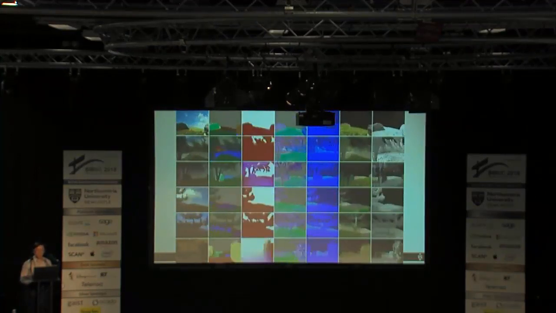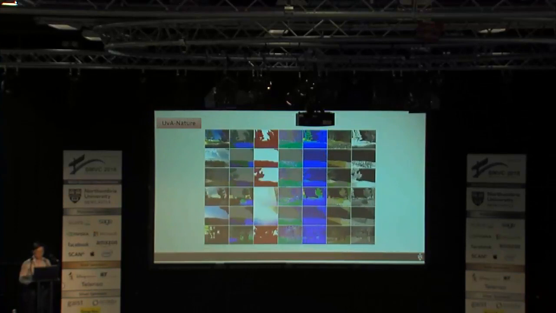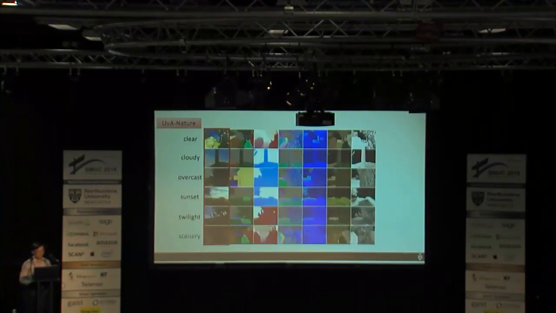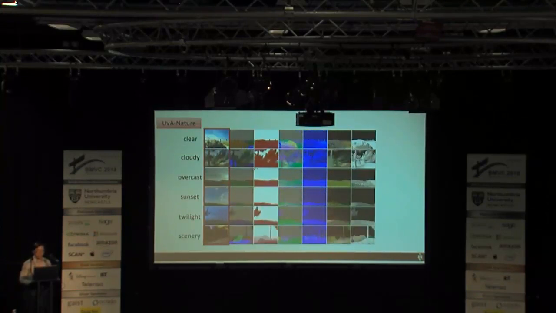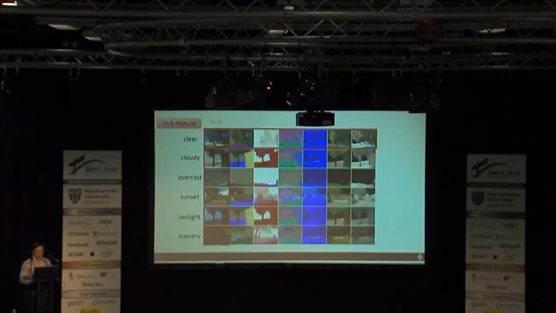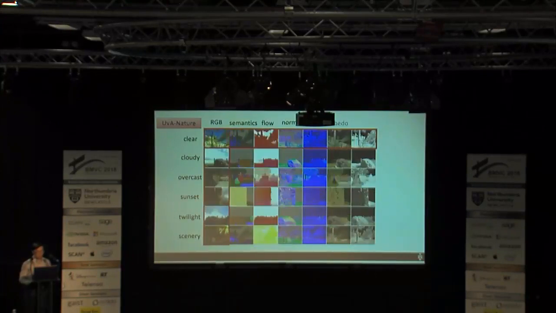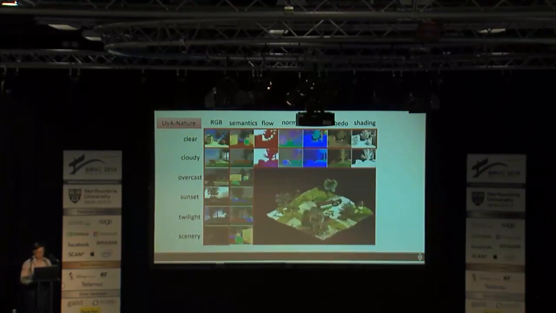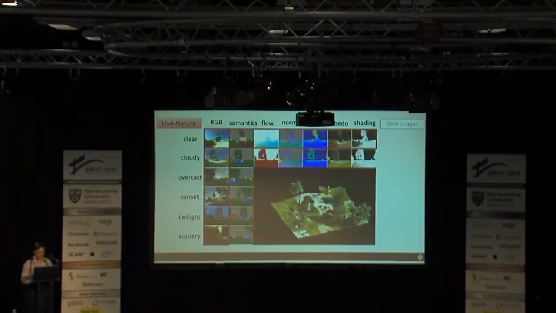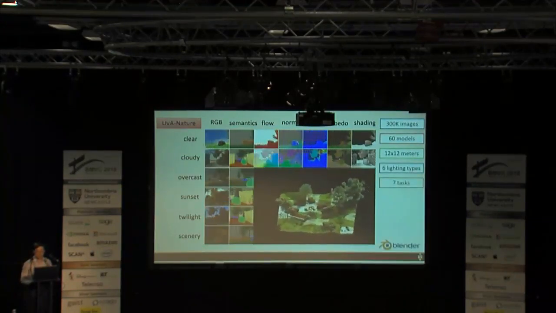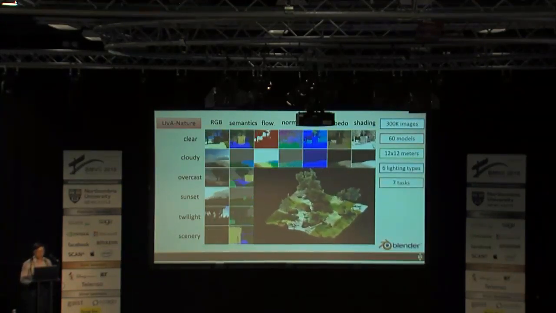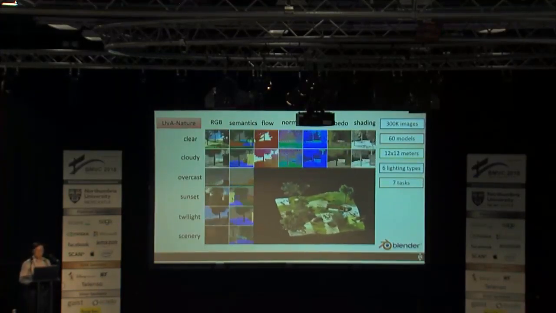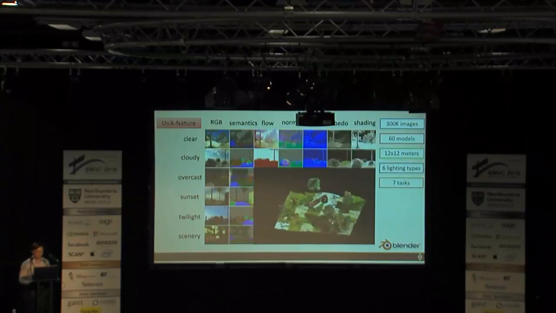We present to you the UvA Nature dataset. The dataset features nature scenes in different lighting conditions like clear sky, cloudy, overcast, sunset, twilight, and we have also random backgrounds. We also provide with the dataset multiple data modalities such as RGB images, semantic segmentation, flow, surface normal, depth, albedo, shading, and even point cloud. Here are some statistics. We have 300K images in 60 garden models, each of size 12 by 12 meters, and the dataset is rendered by the physics-based Blender Cycles engine. We also use part of the dataset in our paper at ICCV this year.